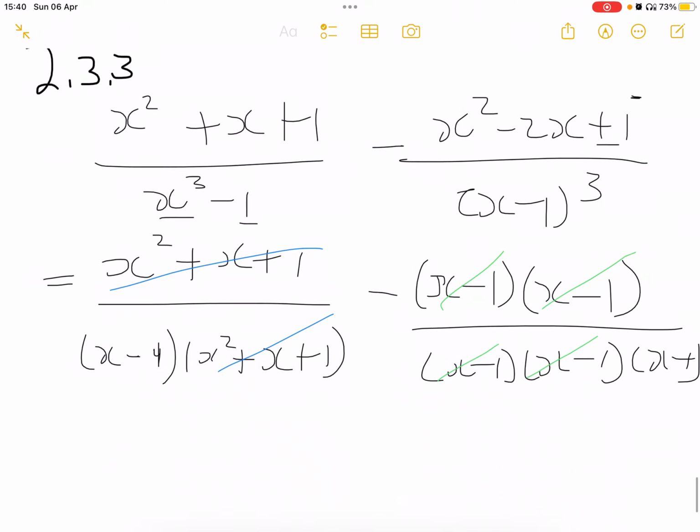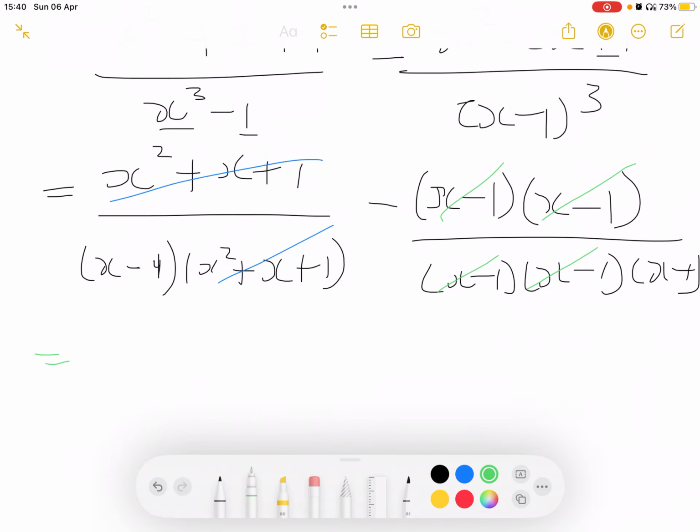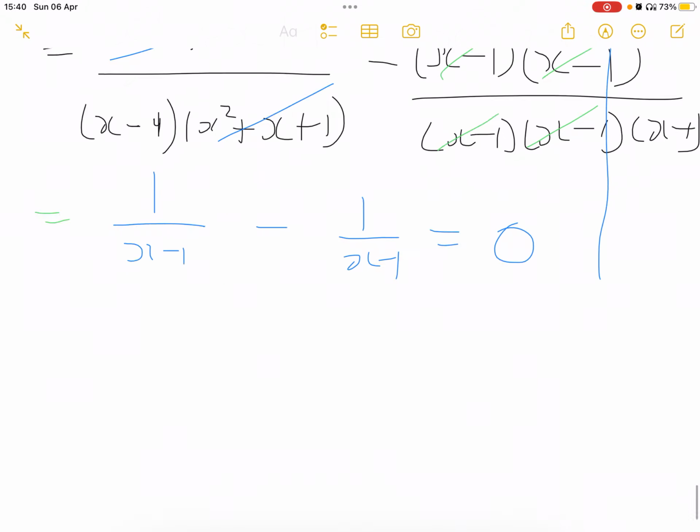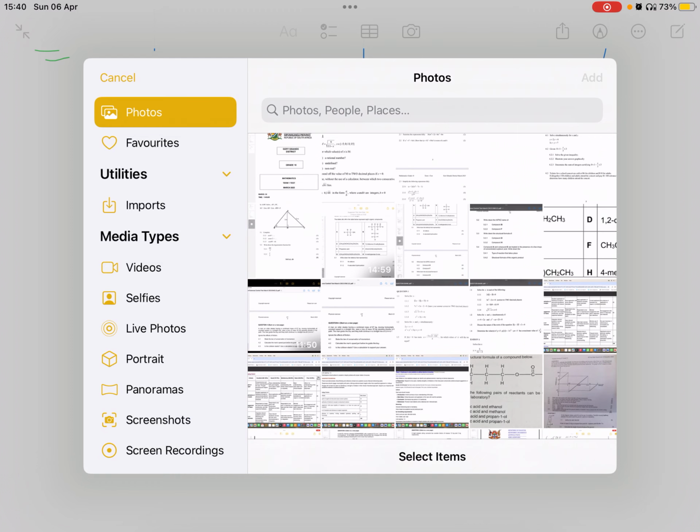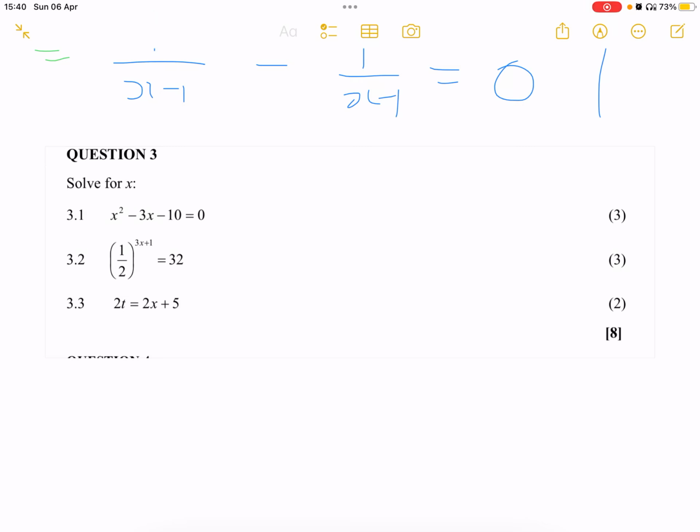All right. So when we proceed, this is equal to, I'm going to change this color, 1 all over x minus 1 minus 1 all over x minus 1, which is equal to 0. Now let's try and see if we can do question 3 quickly. Otherwise this video is going to be too long. Okay, question 3. I need to attach question 3. Very short.